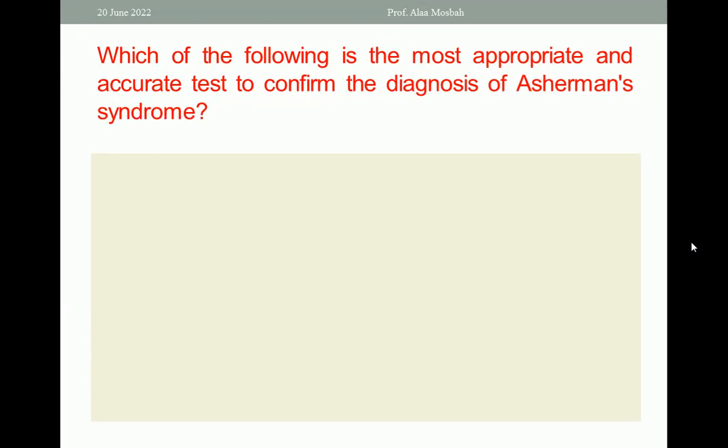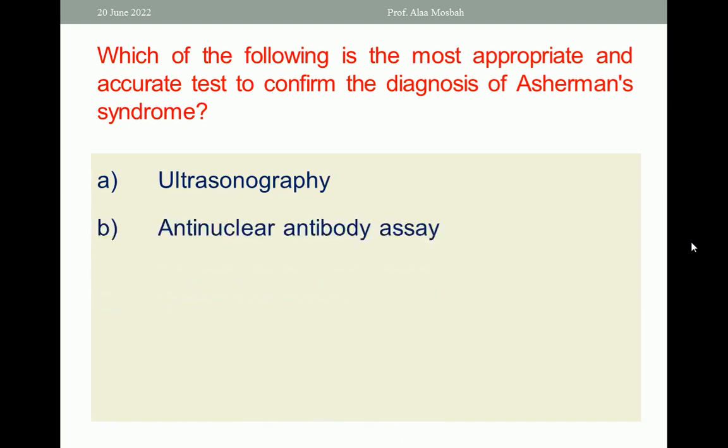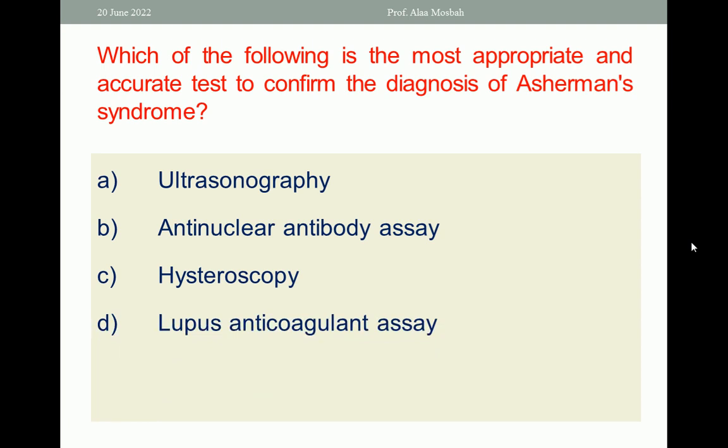Which of the following is the most appropriate and accurate test to confirm the diagnosis of Asherman syndrome? A. Ultrasonography, B. Antinuclear antibody assay, C. Hysteroscopy, D. Lupus anticoagulant assay, E. Saline hysterography. Please choose the one best response. The one best response here is hysteroscopy. I mean, the one best response is C.